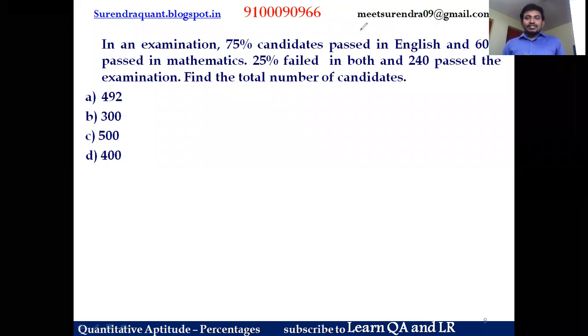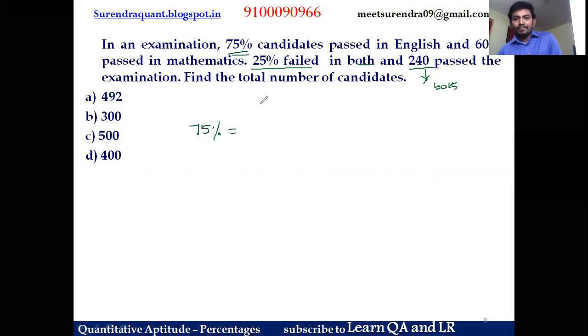In an examination, 75% passed in English and 60% passed in math. 25% failed in both and 240 passed the examination. So the examination has two tests. If 240 passed the examination, which means 240 passed both, that is the interlinked information. We know that if 25% failed in both, 75% must have passed in at least one of the subjects. Direct steps, guys. Now you should be in a position to write the steps directly. If 25% failed in both, 75% are passing in at least one of the subjects. So N of A union B is 75%.